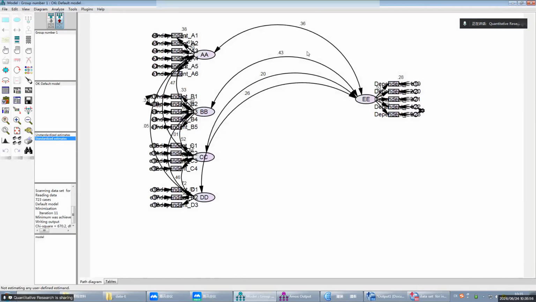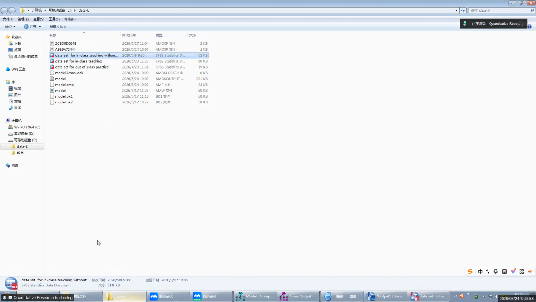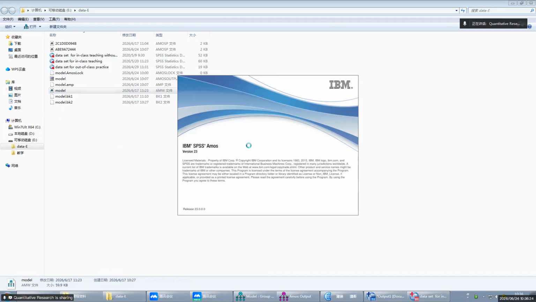Now we are going to transfer to structural model. For structural model, maybe we need to use the other data. That's easy for you to better understand the structural model. So I use another model, another data.